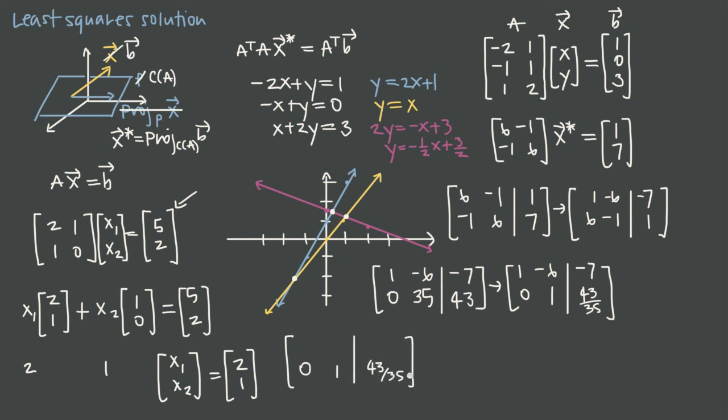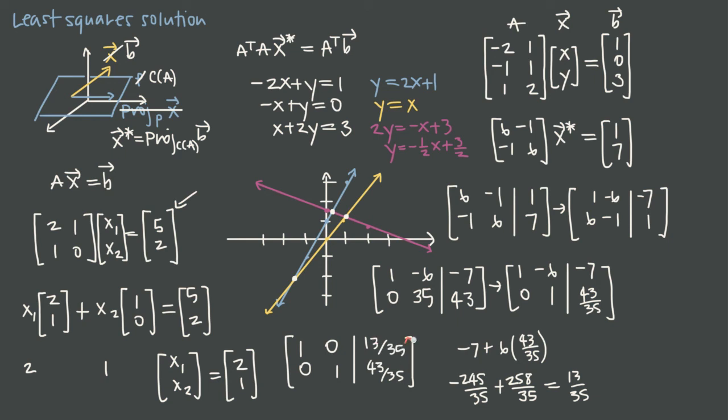And our first row will say 1 plus 6 times 0 is 1. -6 plus 6 times 1 is 0. And then here for this spot, we'll have -7 plus 6 times 43 over 35. 6 times a 43 is a 258, so we'll get 258 over 35. And then 7 times a 35 is a 245, so we'll get -245 over 35 plus 258 over 35, and that'll give us a 13 over 35. So the result here is 13 over 35.